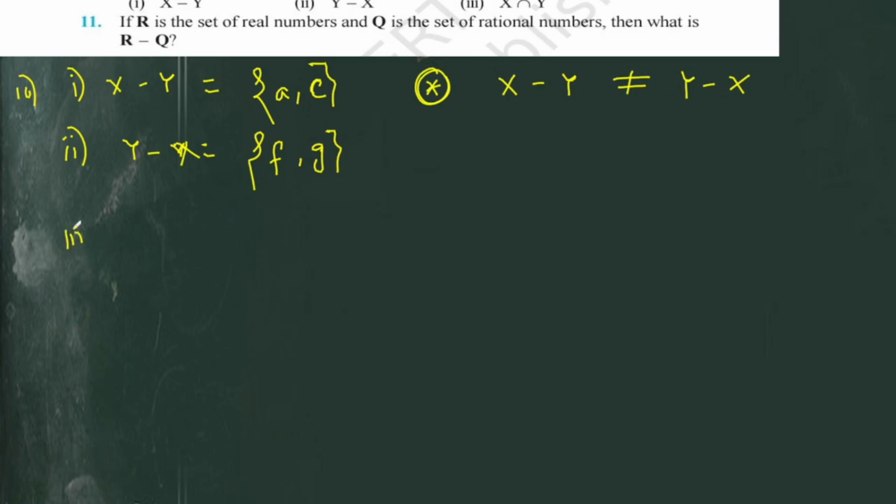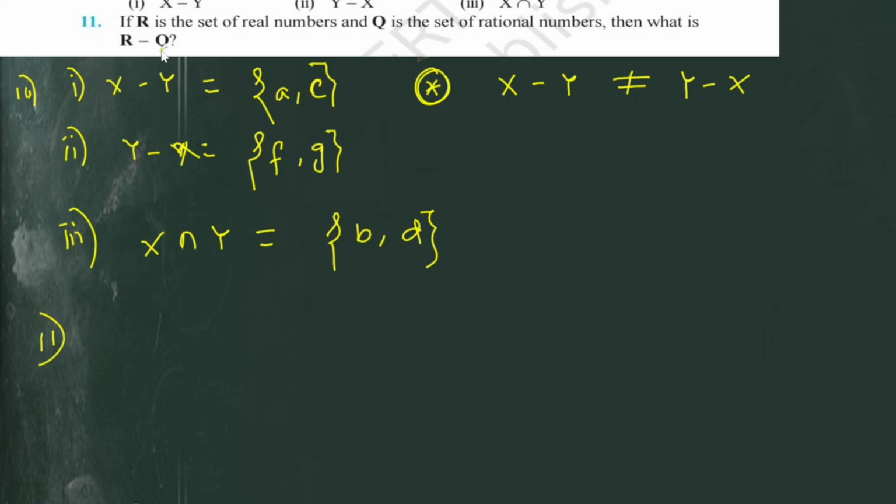Okay. Next, third, X intersection Y. X intersection Y means we have to take the common elements of X and Y. So what are the common elements? B and D. Okay, so this is the answer. B and D is the result of the intersection of X and Y.